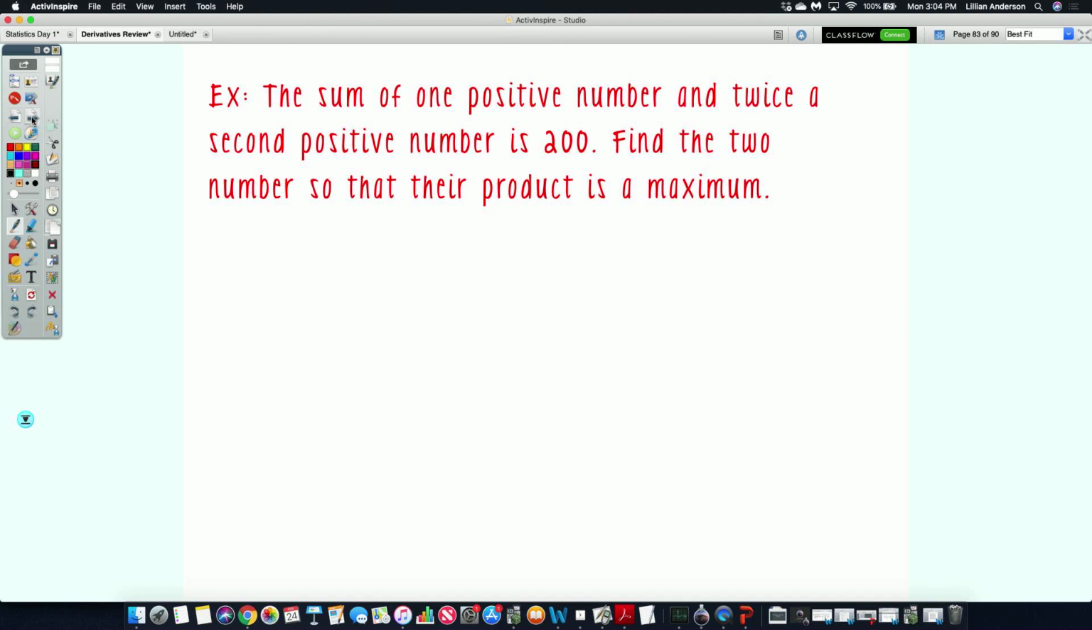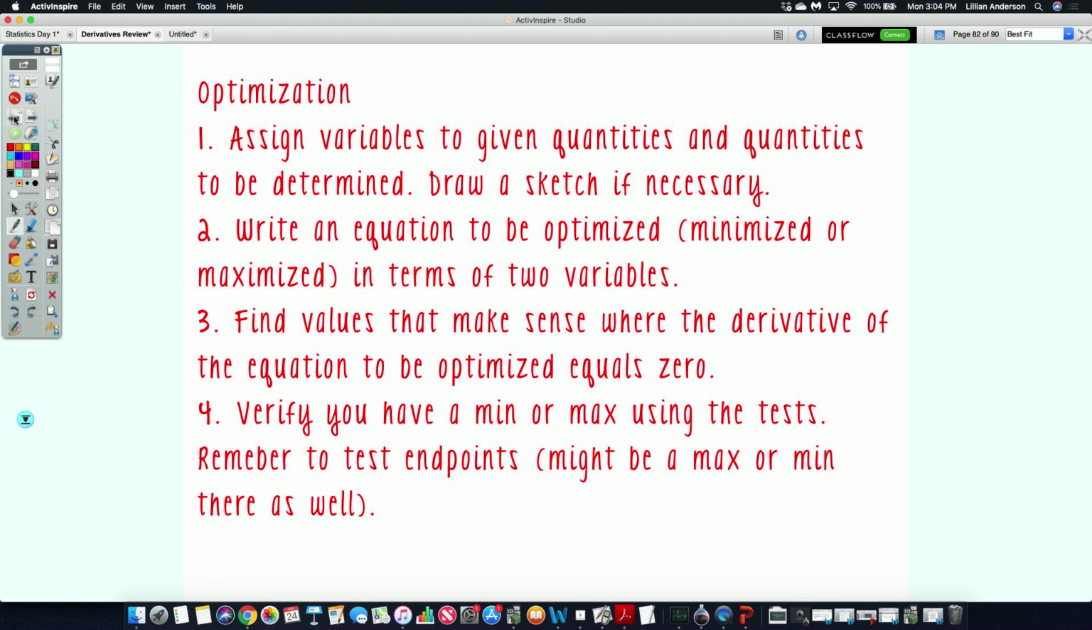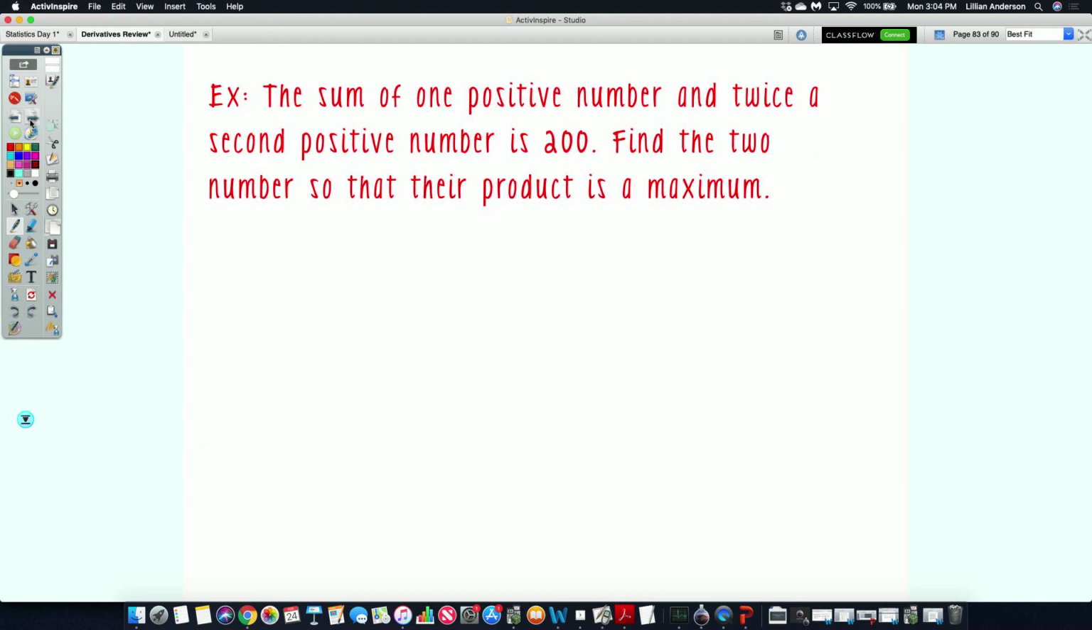It says the sum of one positive number and twice a second positive number is 200. Find the two numbers so that their product is a maximum. Okay? So remember the steps. You need to assign your variables to your quantities to be determined. What are we talking about here? This one positive number and twice a second positive number, that needs to be assigned some variables.